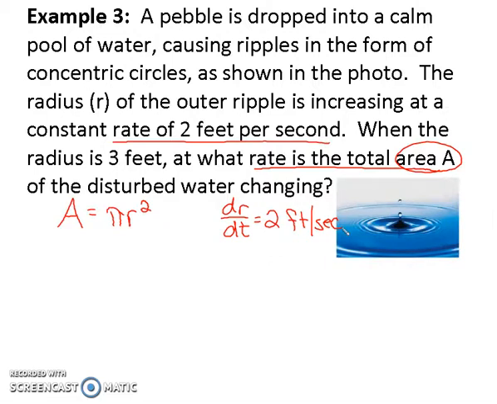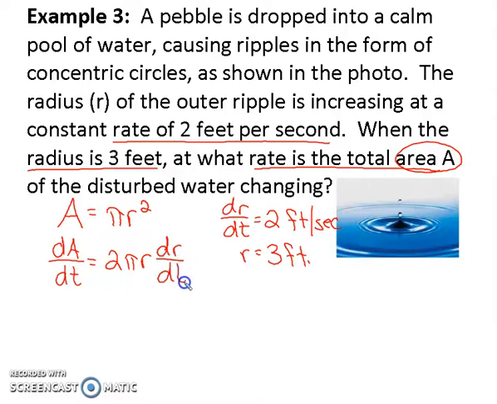And then it says when the radius is 3 feet. So r is 3 feet. Hopefully that will be all the information I need to then find dA dt. So I'm going to take the derivative of the equation I created. Derivative of A would be dA dt. The derivative of pi r squared, remember pi is a constant, so we treat it like a coefficient. Do the power rule, we get 2 pi r dr dt. Then it's just a matter of substitution.